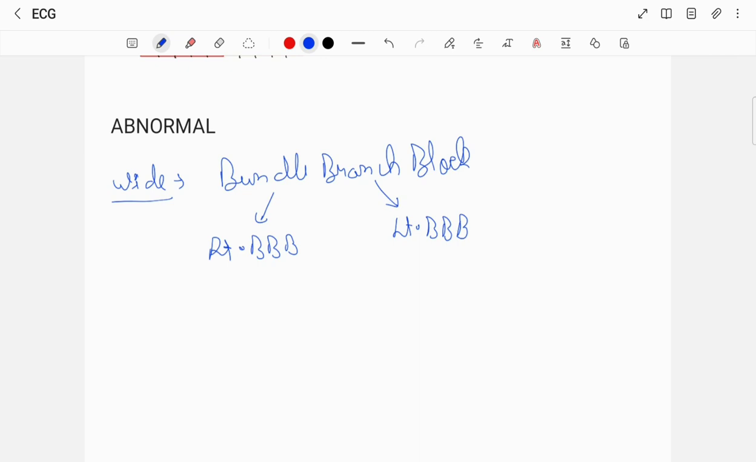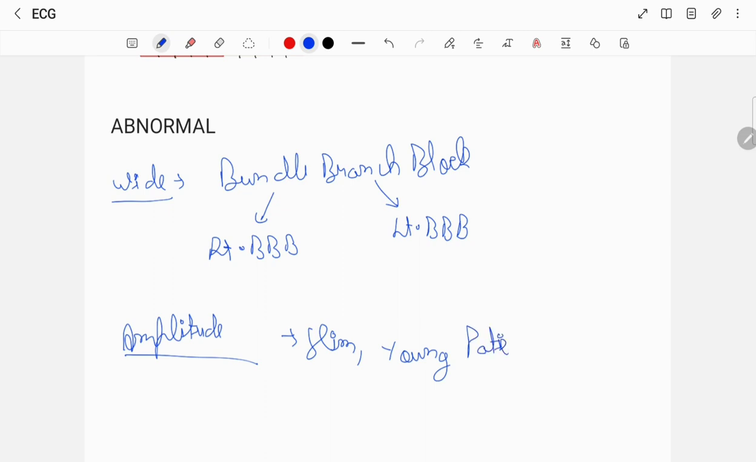Davidson also talks about the amplitude of the QRS complex, and it says that a large QRS complex can occur in slim young patients and in patients with left ventricular hypertrophy.